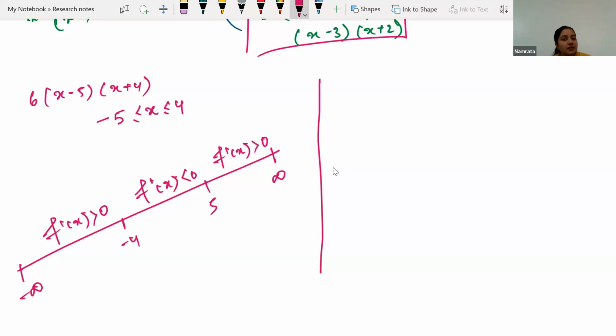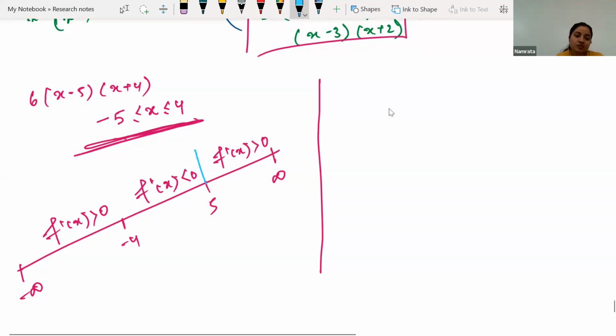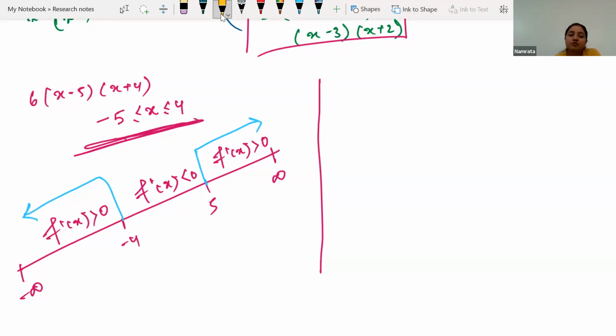So the extreme left and the extreme right are the two intervals where our function is increasing. But we must not forget where the function is defined, the domain of the given function. This one is the interval we want to take, and this one is the interval we want to take for f dash x greater than 0. But the function is defined between minus 5 and 4, with minus 5 a closed interval, to positive 4.